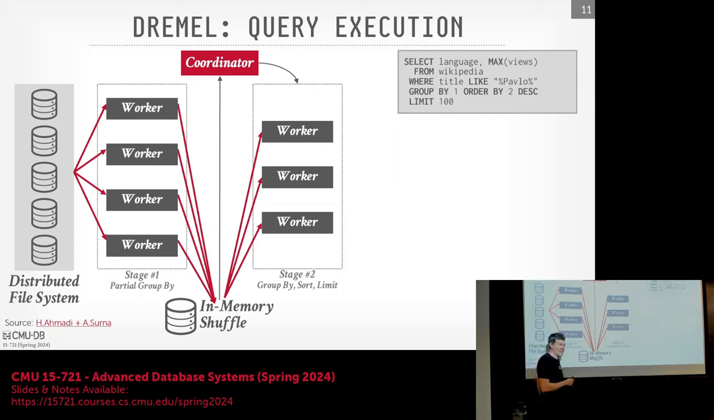Why not just keep track of metadata instead of actually streaming the entire data to the memory shuffle? The question is, why not keep track of metadata rather than stream all the data here? But where are you keeping the data? Here, right? That means these guys can't go away until you've gotten the data over there.